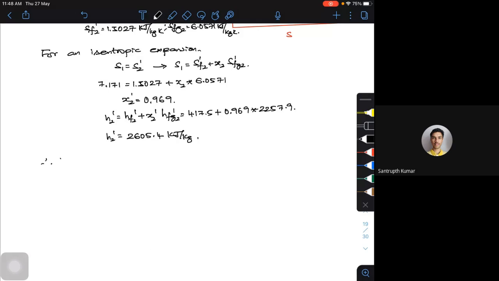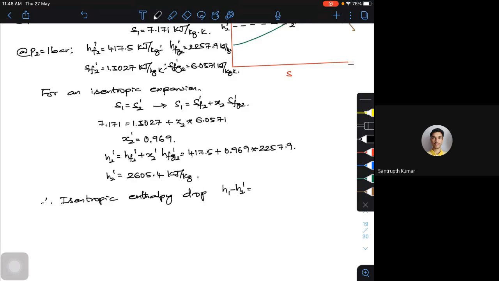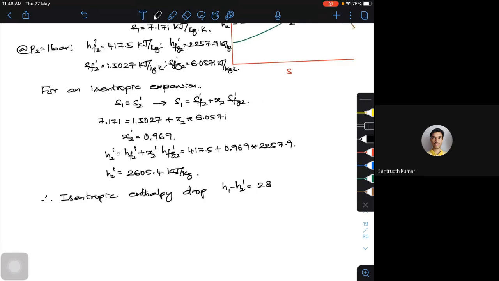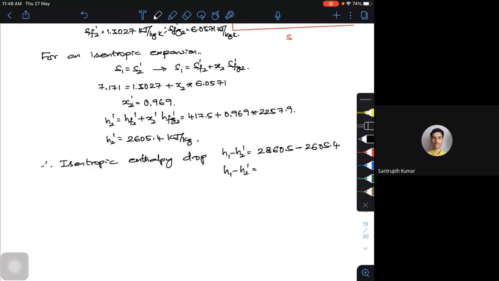Now what is the enthalpy drop? So therefore the isentropic enthalpy drop, that is H1 minus H2 dash, is equal to, so your H1 is equal to 2860.5 minus 2605.4. Therefore H1 minus H2 dash is equal to 255.1 kilojoules per kg.